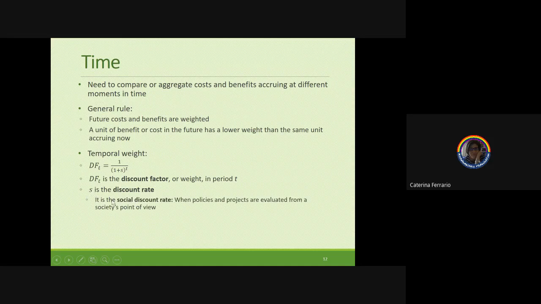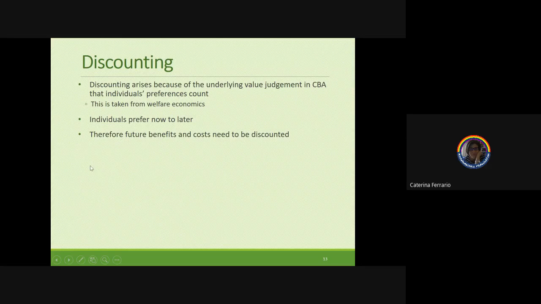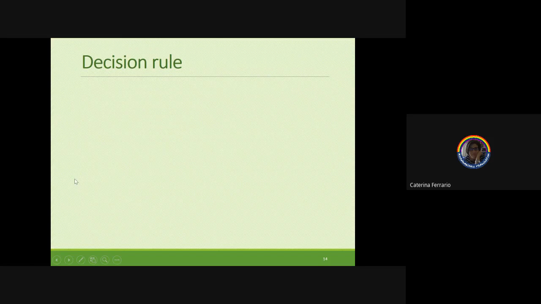This s, as I said, is the discount rate. And normally in cost-benefit analysis, we take a so-called social discount rate. And again, on discounting, the idea, as I said, is that individuals prefer now to later. So future benefits and costs are discounted. And the rate is the main point. And as I said, we will discuss this later.